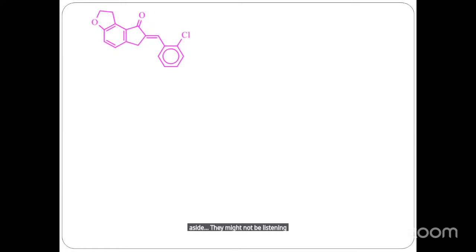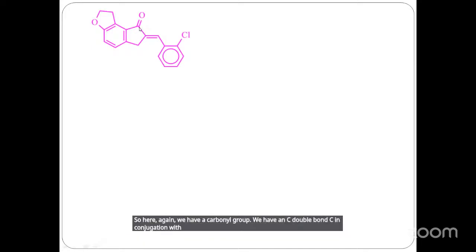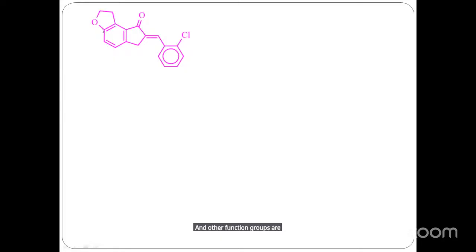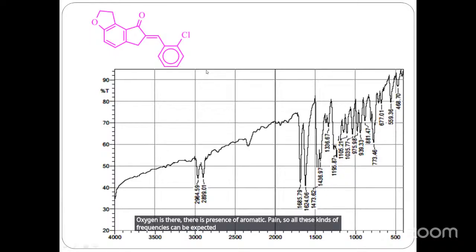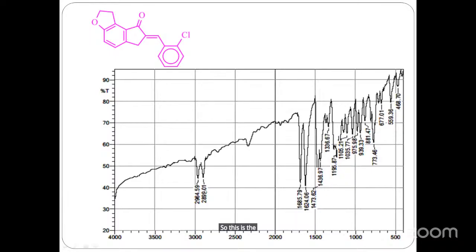This is another compound. So here again we have a carbonyl group. We have a C double bond C in conjugation with the carbonyl. Correct? And other functional groups are there: Cl, carbon single bond oxygen, and the presence of an aromatic ring. So all these kinds of frequencies can be expected. So this is the IR spectrum of this compound.